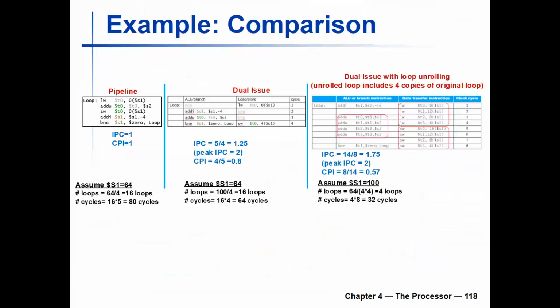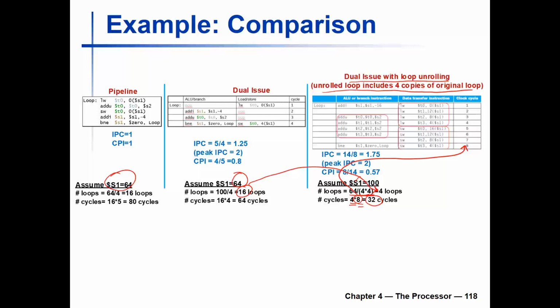Okay, let's look at this here. We are using dual issue with loop unrolling, where we unroll 4 copies of the original loop. Now notice, because I'm using 4 copies of the loop, my number of iterations will reduce by 4. So here 16, and now it becomes 4 loops. Every loop takes 8 cycles, and this 8 comes from here. So that allows me to execute the entire program in 32 cycles, given S1 equals 64.